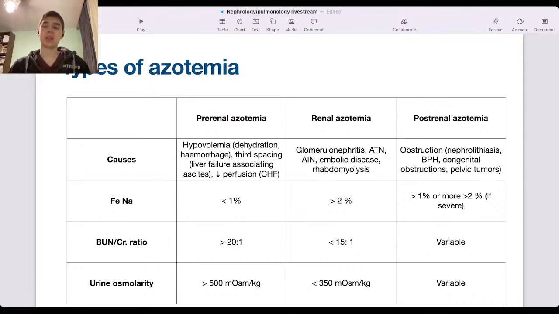Let's double click a little bit on pelvic tumors. Can you tell me about a tumor that invades the ureters in females?